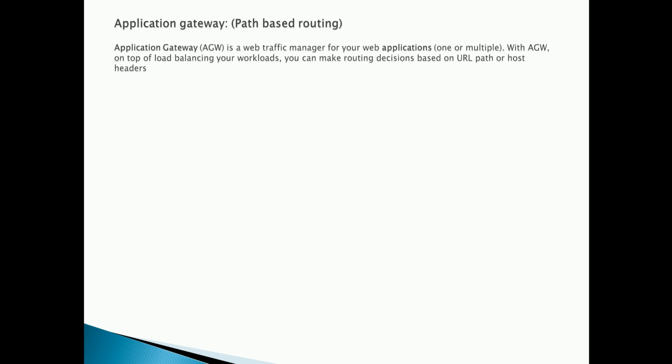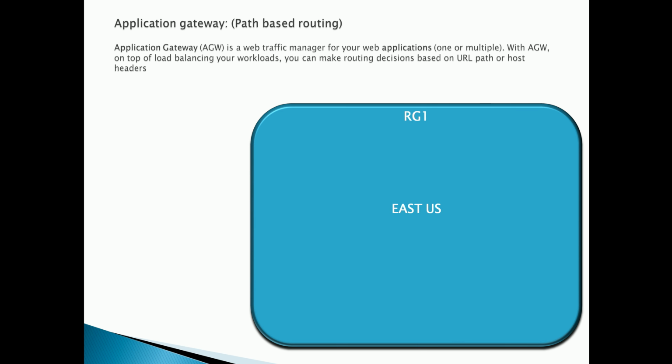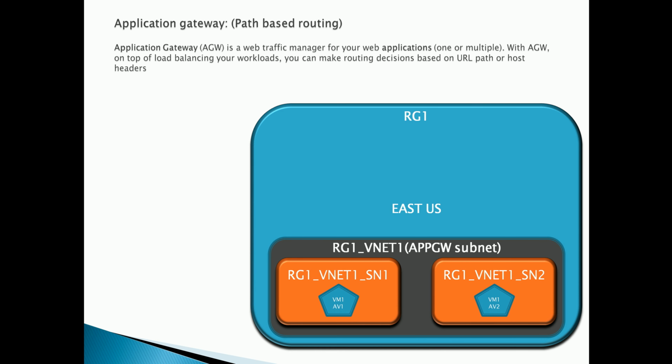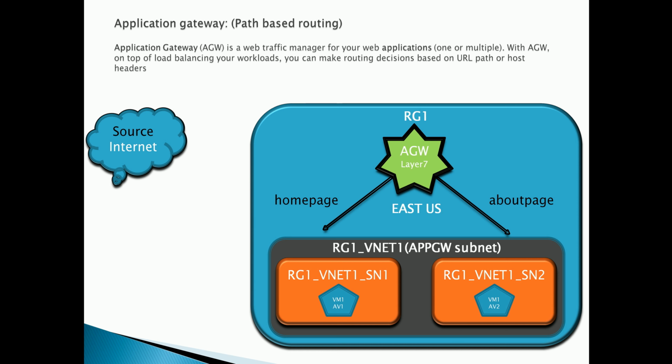Now we'll look at application gateway, path-based routing. Application gateway is a web traffic manager for your web applications. With application gateway on top of the load balancer, you can make routing decisions based on URL paths or host headers. As you can see in the diagram, we have two VMs. It's the same as a load balancer, but we have a home page in one VM and an about page in the other VM.